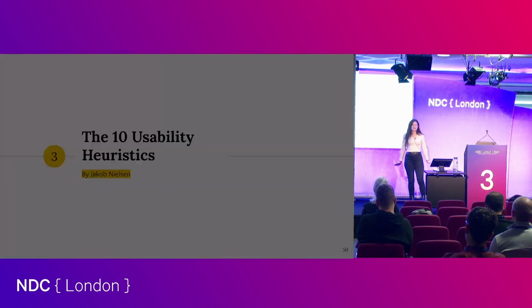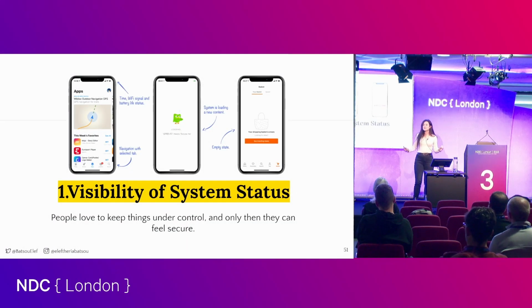Let's start with these 10 rules, right? The first one is visibility of system status. Show to your users the things that they need to see. For example, when we light up our phone, the first thing that we will see is probably time, date, notifications, the status bar, like internet and stuff like that.